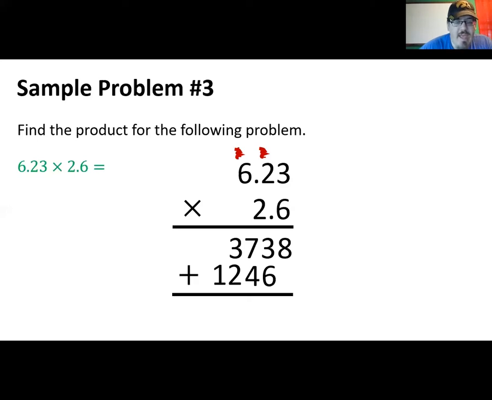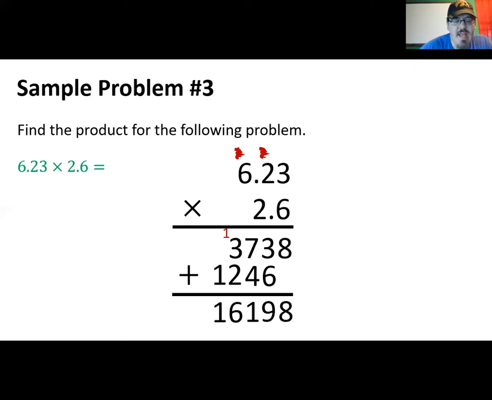Now we're going to go ahead and add things up. So we add our partial products. We have 8. 3 plus 6 is 9. 7 plus 4 is 11. So write down the 1, carry the 1. 1 plus 3 plus 2 is 6. And then 1 in that 10 thousandths column is just the 1. Okay, now we've done the multiplication piece.